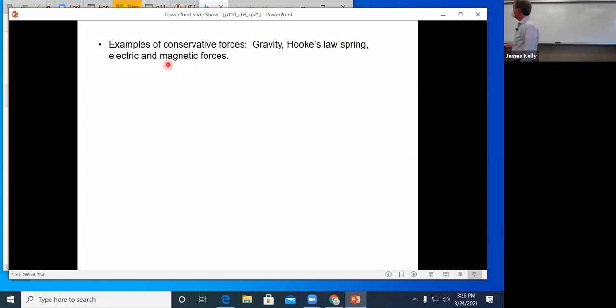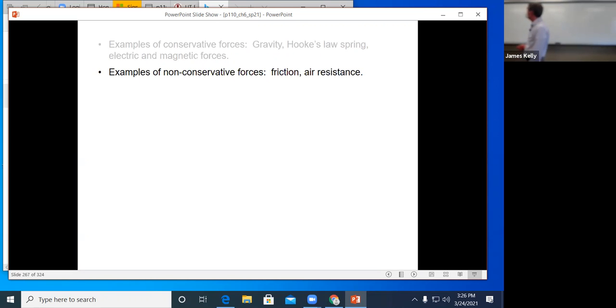Electric and magnetic forces between charges and currents, those are things that we're not talking about in this course. We used to 8 or 10 years ago, but then we changed what was in physics 110. So typical non-conservative forces are the ones you think of as dissipative or frictional forces. Friction and air resistance are the typical ones there.